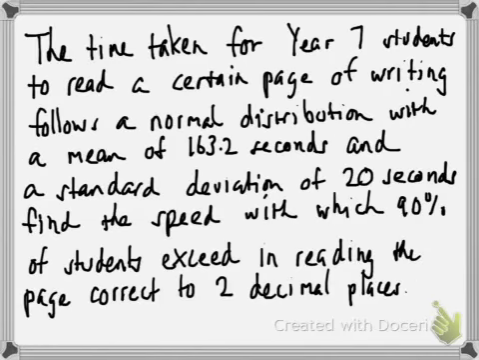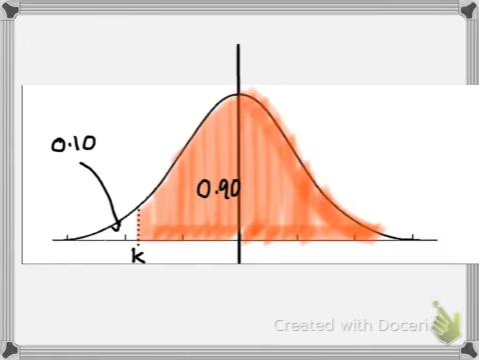Last question. The time taken for Year 7 students to read a certain page of writing follows a normal distribution with a mean of 163.2 and a standard deviation of 20. Find the time which 90% of the students exceed in reading the page, corrected to two decimal places. This is where the language gets difficult. If 90% of students exceed this time that we're trying to find, then I've shaded in the area greater than k. Because 90% exceed, that means go over this time.